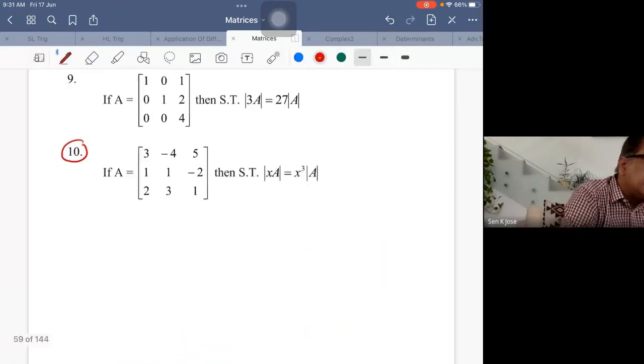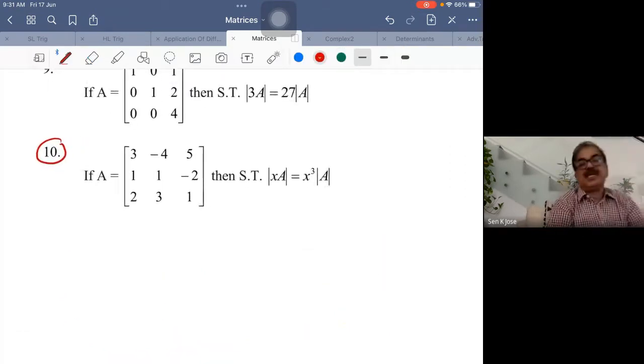Okay, so this is a proof question, right? Show that. So show that questions, how do we do it? We do the left-hand side, then we do the right-hand side. Show that both give you the same answer. What you need to prove is determinant of x times A is x cubed times determinant A. Inside the determinant, there is an x. If you bring that out, it doesn't come out as x. It comes out as x cubed. That's what they are saying.